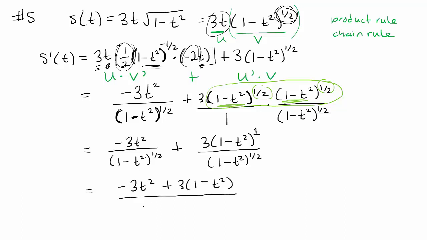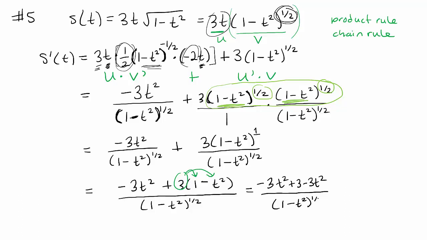So I'll just write the two numerators across, combine those, and then just a couple more steps and we're almost done. I'm going to go ahead and take this 3 here, distribute that through. So I have -3t squared plus 3 minus 3t squared. And don't worry about the denominator, I'm just going to copy that back down.